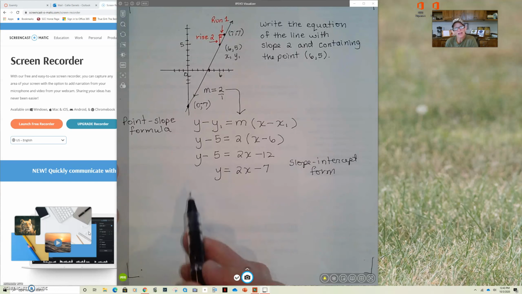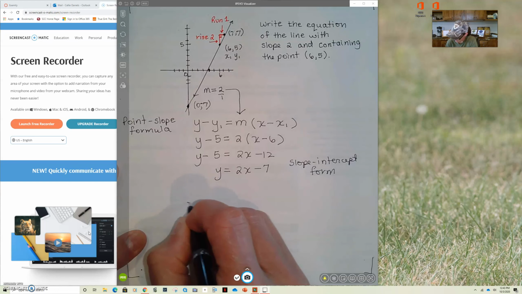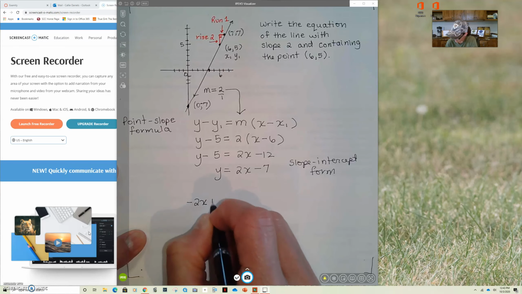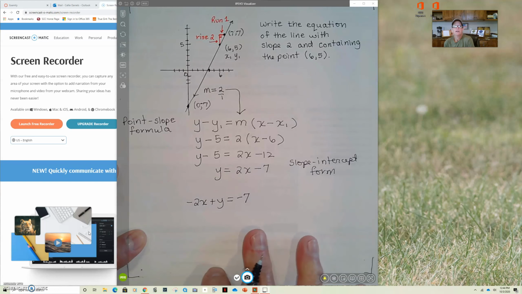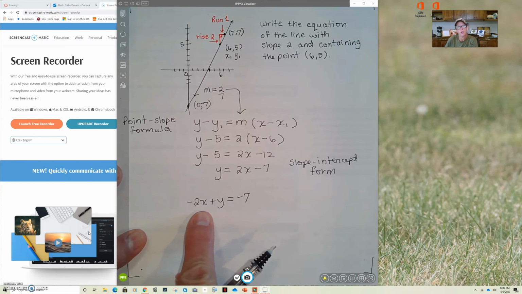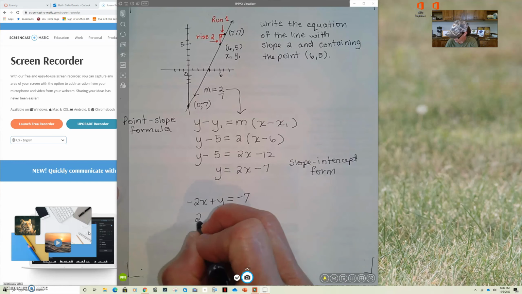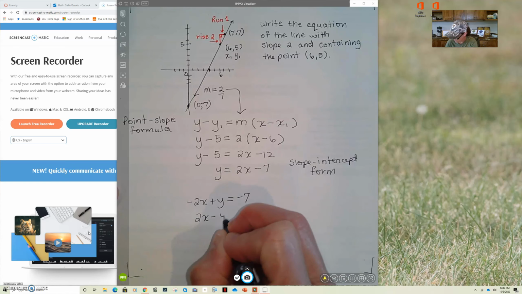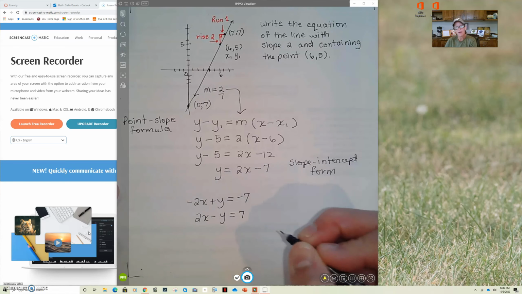Now to convert this form of our answer to standard form, we would do the following. We would put our x and y terms on the same side. So I'm going to subtract 2x from each side and write this as negative 2x plus y is equal to negative 7. But also standard form is written such that your x term has a positive coefficient instead of a negative 1 in this case. So if you multiply through by negative 1, that's just going to change the sign of each term, so that we can write this as 2x minus y is equal to positive 7.